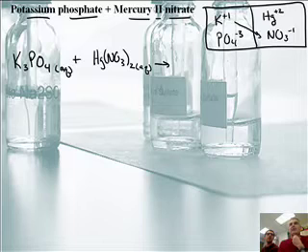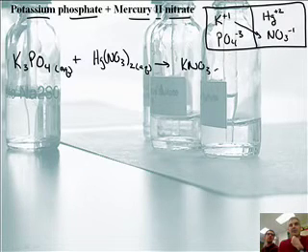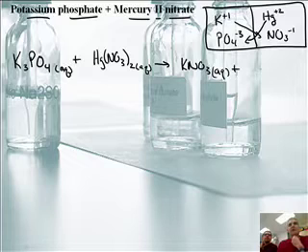And you're just going to do the trade partners. Potassium's going to get together with nitrate. That's easy. 1 and 1. That'll be just KNO3. And that's also aqueous. And here comes our solid. If we put the mercury, 3 and 2. Yep. Make them 6.